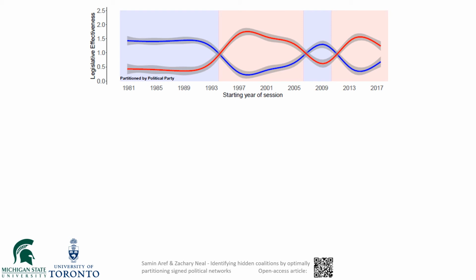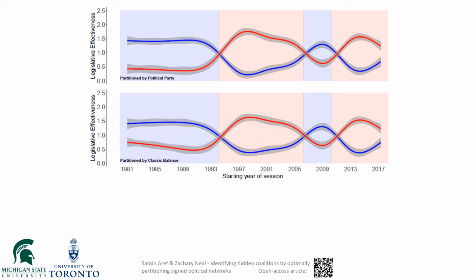Although legislative coalitions are often characterized by their ideology, we can also consider their effectiveness at passing legislation. In this graph, the blue line shows the effectiveness of the liberal coalition, and the red line shows the effectiveness of the conservative coalition. The background shading indicates which party held the majority in the US House. When these coalitions are defined by political parties, as expected, the majority party is more effective. We observe roughly the same pattern when these coalitions are defined by classical balance.